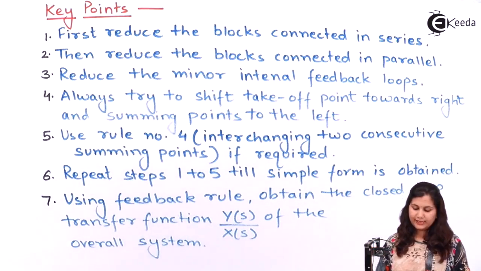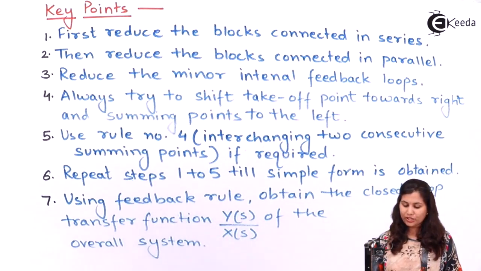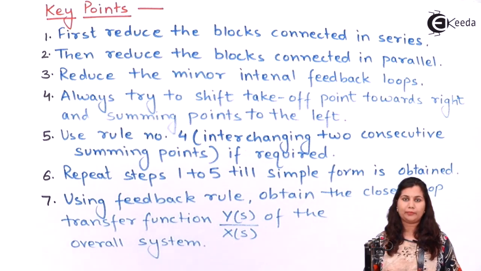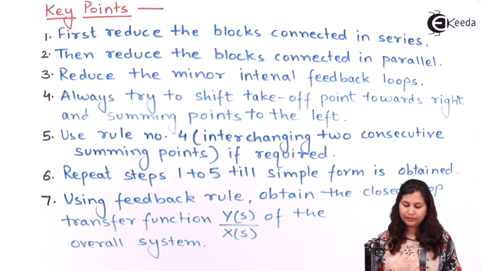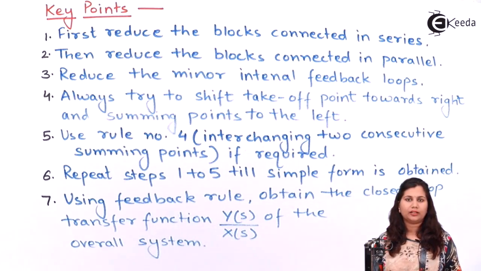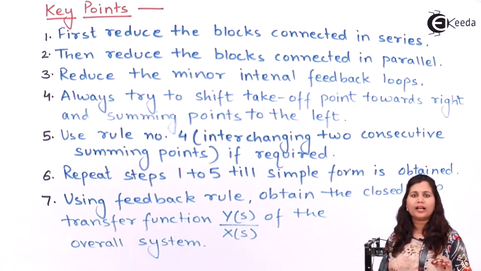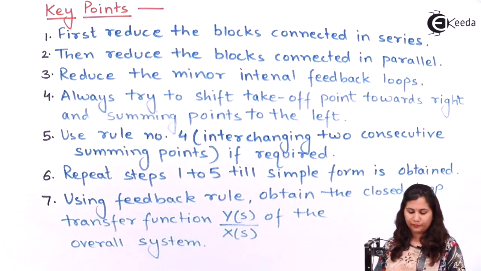Now the fifth rule says that use the rule number 4. The rule number 4 was interchanging two consecutive summing points. Whenever you have two consecutive summing points and you want to interchange them, use this rule only if it is very necessary in the question, because it becomes difficult to solve the question when you use this rule. So only use the rule number 4 if it is very necessary.